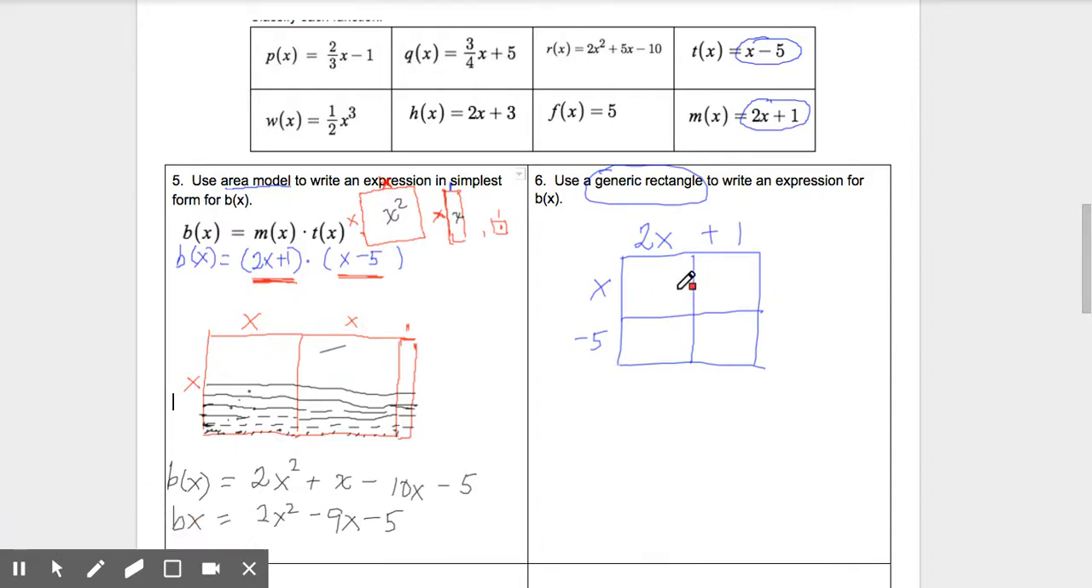And then we find the area of each part of the rectangle. So x times 2x is 2x squared, x times 1 is x, negative 5 times 2x is negative 10x, and negative 5 times 1 is negative 5. Therefore, b of x is equal to 2x squared, negative 10x plus x is negative 9x, and then minus 5. So obviously, we're supposed to get the same answer, but here we are showing two different ways of finding b of x.